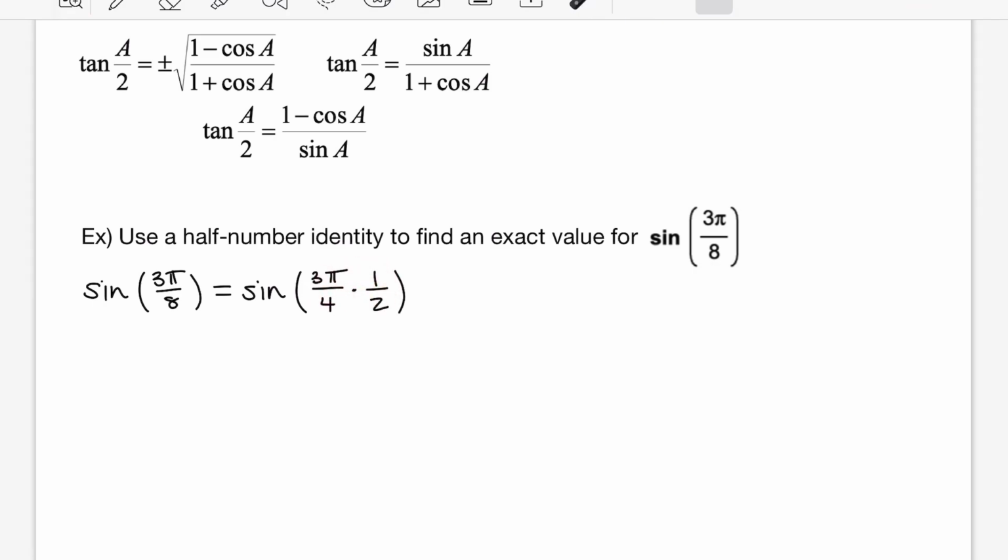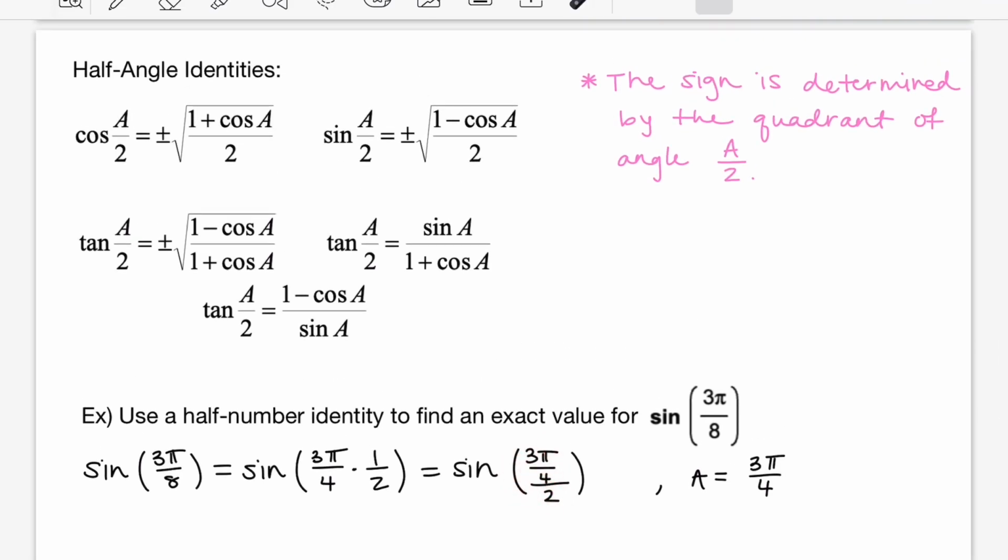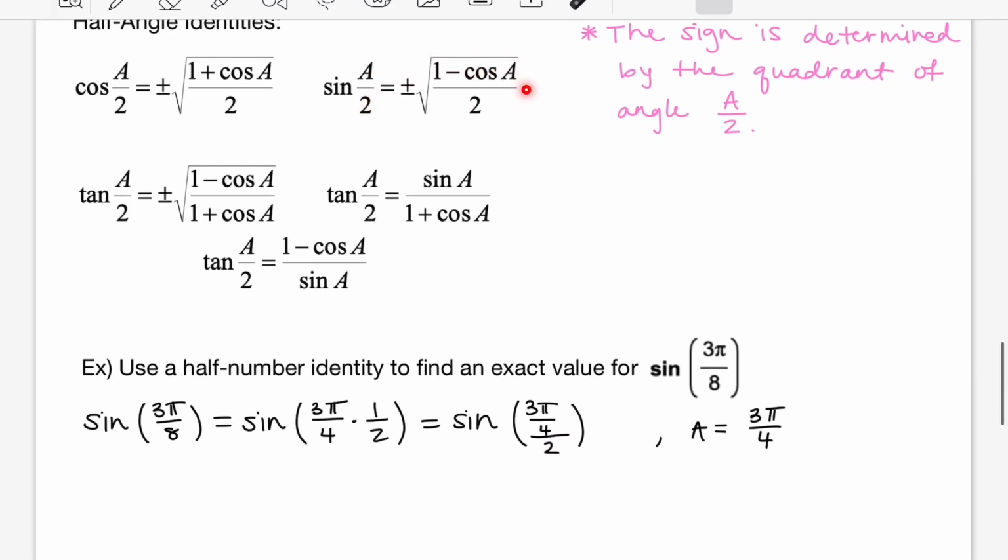This is going to be the same thing as 3 pi over 8. And in this case, we can rewrite this guy as a half angle. We'll have 3 pi over 4 divided by 2. And in this case, our angle A then will be 3 pi over 4. And what we want to do is evaluate sine of A over 2, or 3 pi over 4 divided by 2. So we'll use this identity here.